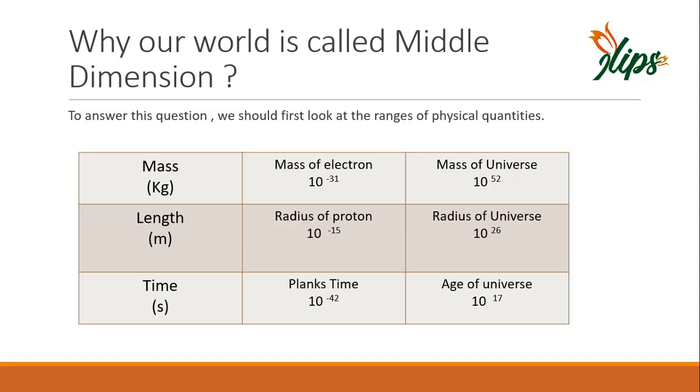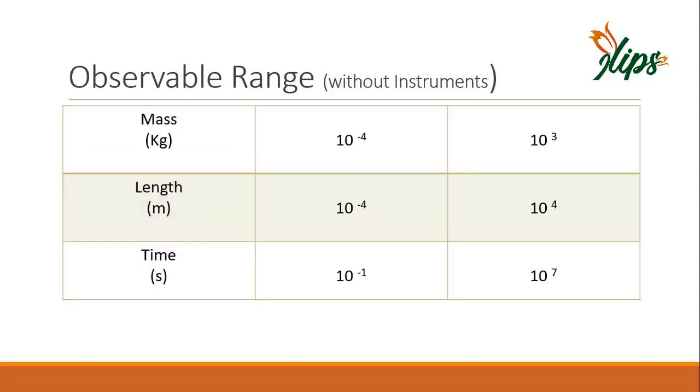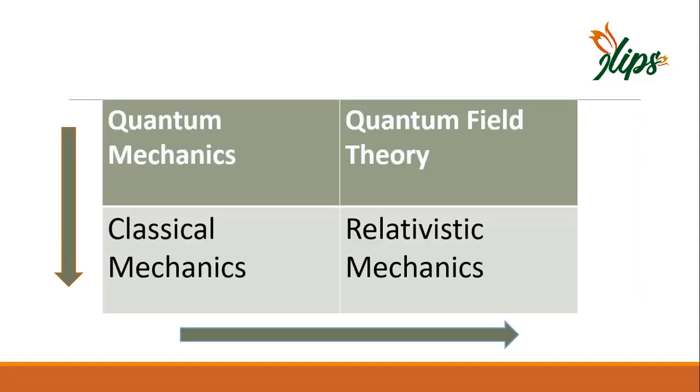I am back with my second video. In my first video, I talked about the physical quantities and their upper and lower limits, and I also talked about the observable range of these physical quantities and the regime of applicability of different branches of physics.